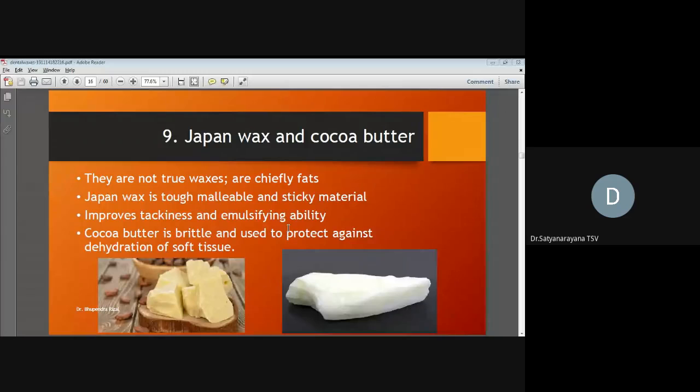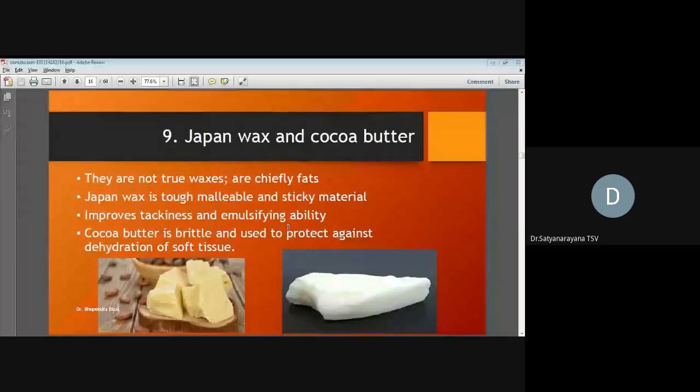Next is your Japan wax or your cocoa butter. They are not true waxes and are sticky materials that improve tackifying ability. Cocoa butter is brittle and used to protect against dehydration of soft tissues.